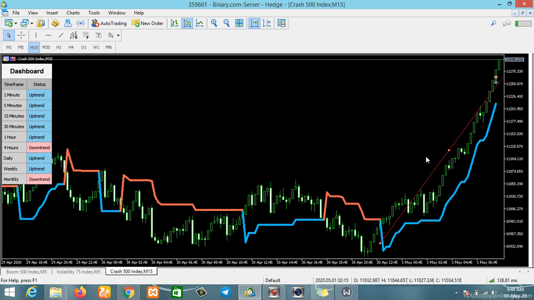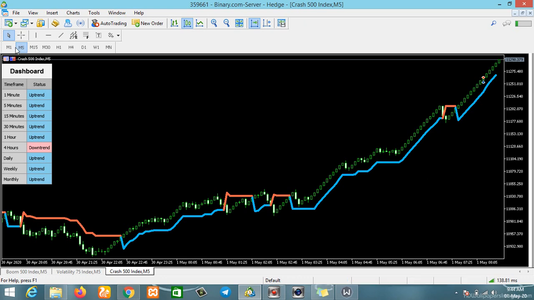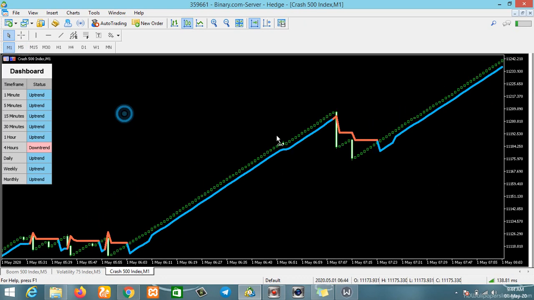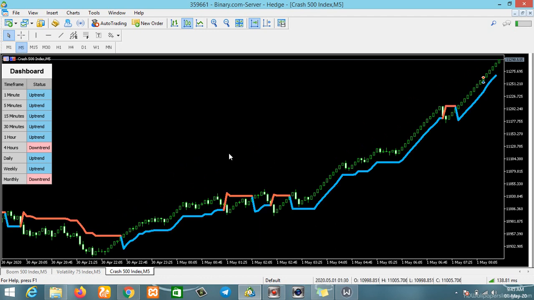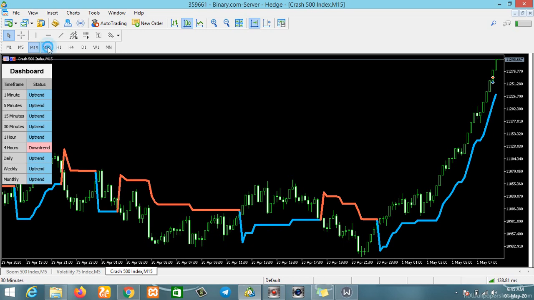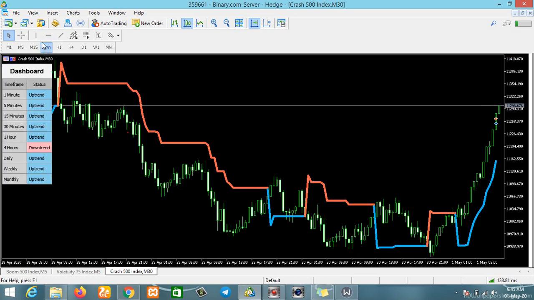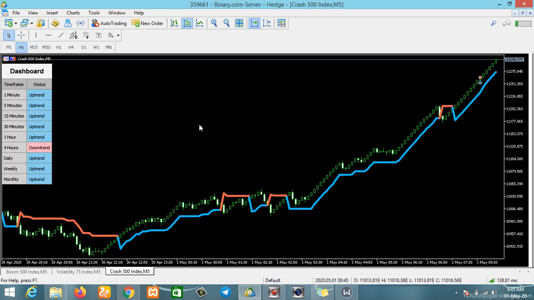Okay, 15 minutes is still an uptrend, a very serious uptrend. Let me go to 5 minutes and see. 1 minute will be a very crazy one, so I'll just go to 5 minutes. Let me check 15 again. So if I'm going to trade it now, I'm going to enter for 5 minutes.